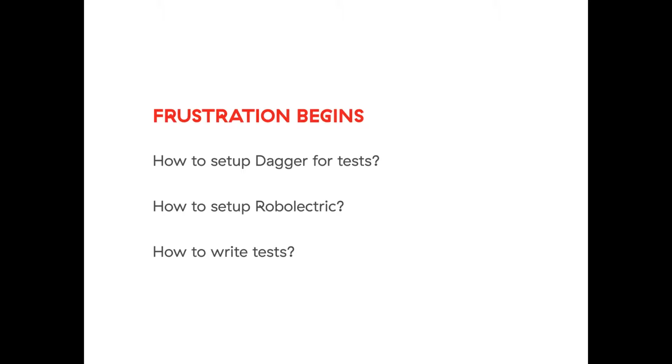And the frustration begins. Basically, I had all these problems. I didn't know how to set up Dagger for tests. I didn't even know how to set up Robolectric, and I didn't even know how to write tests. So I basically spent over a week looking at other projects, and I just tried to apply the same approach that they applied there. It worked, but not completely.